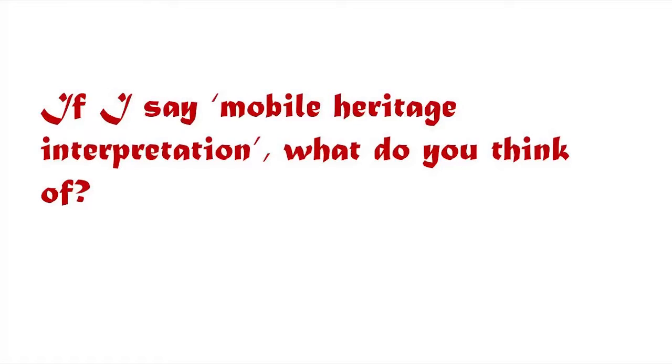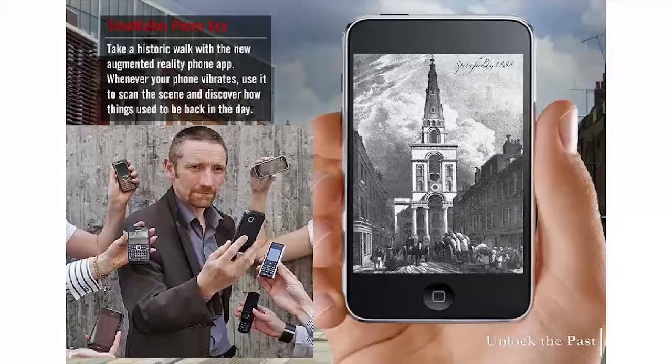If I say mobile heritage interpretation, what do you think of? I know what you think of. You think of this. You think of audio trails, you think of downloadable apps, you think of screens, phones, tablets, you think of apps that go ping when you're walking along the street and tell you you've arrived at an important destination, and then information is relayed to you at the spot where you've arrived. All that, that's the general. I know there are variations, but that's the standard model.